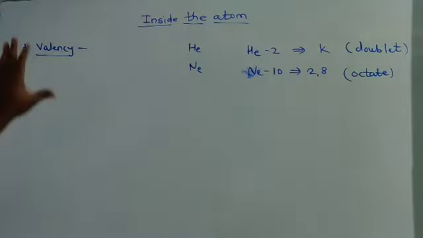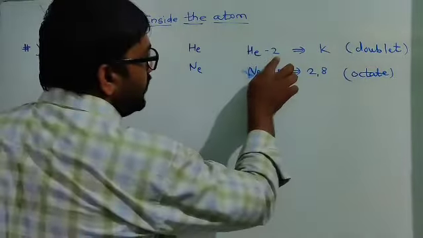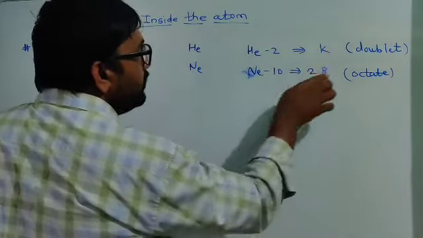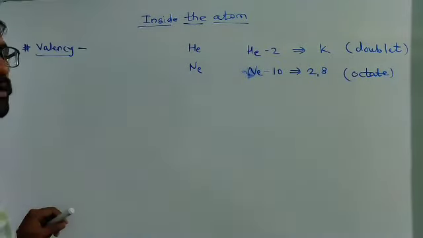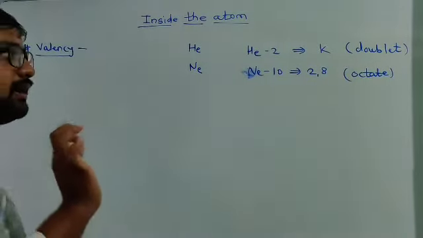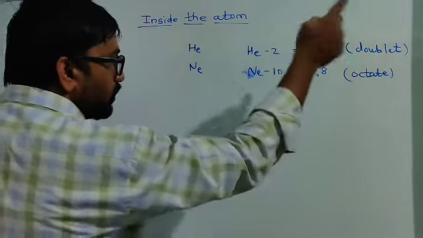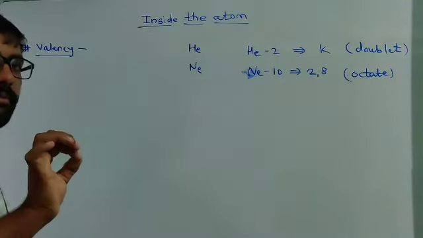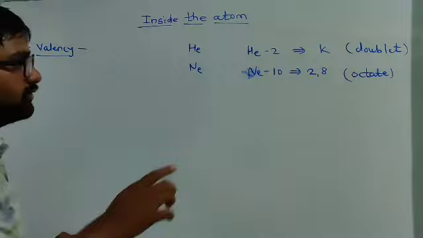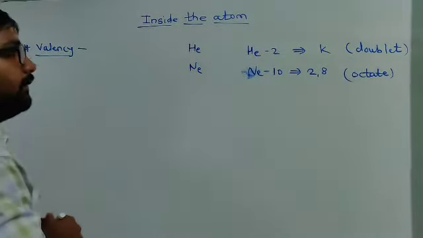So now, how can we find the valency of any element? That we have to see. Look at this example, helium and neon. Helium has 2 electrons in its outermost shell, and neon has 8 electrons in its outermost shell. So their outermost shells are completely filled. Here we know K is the outermost shell and the maximum capacity of the K shell is 2 electrons. So 2 electrons are there, and this K shell is completely filled.